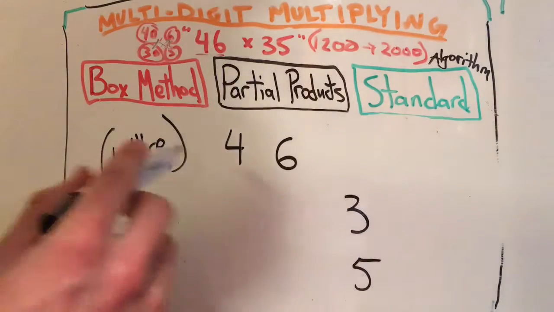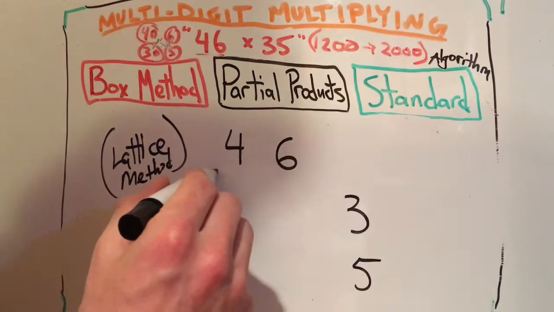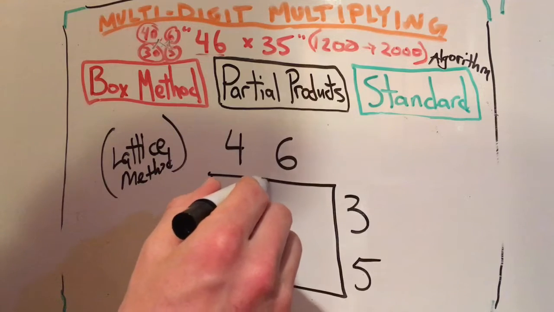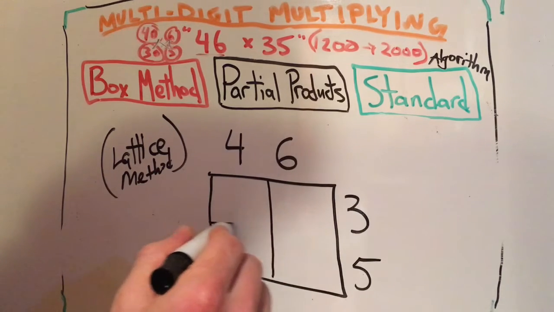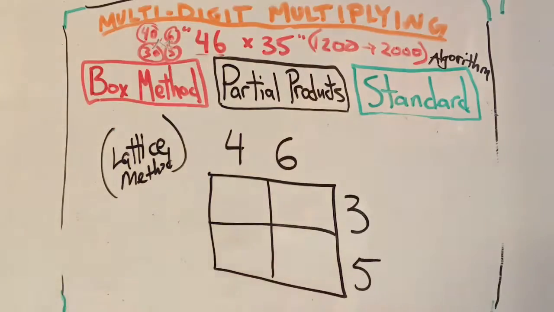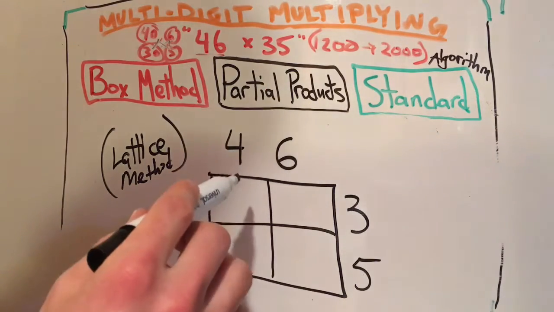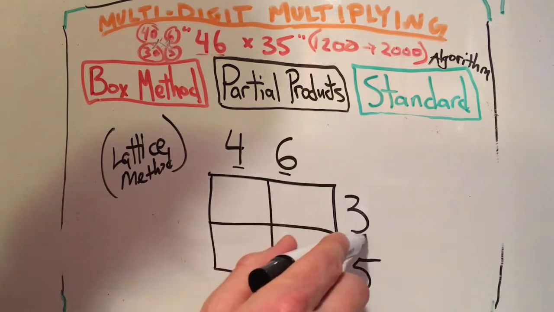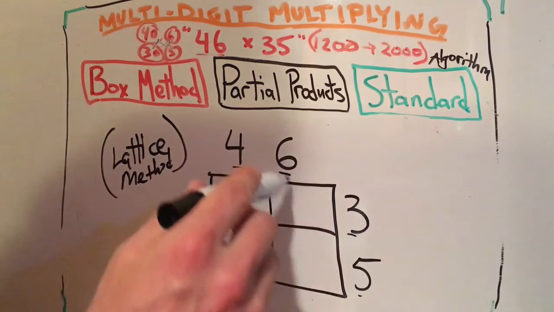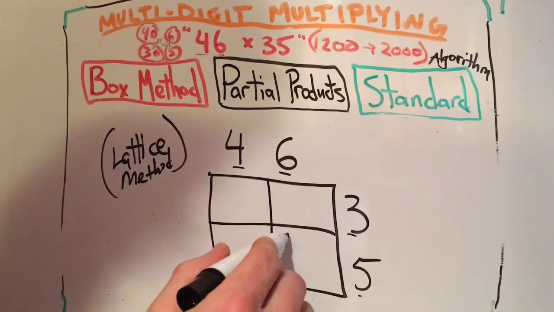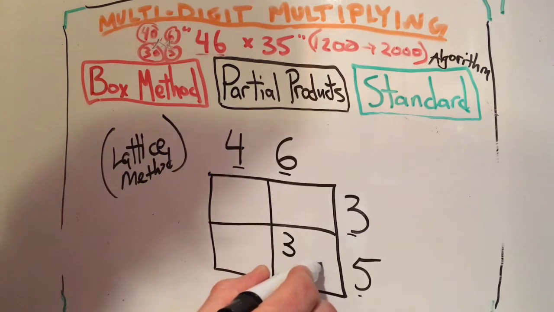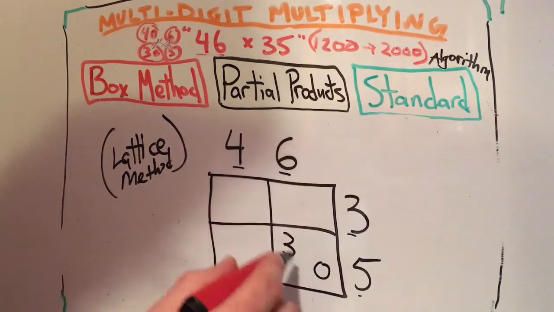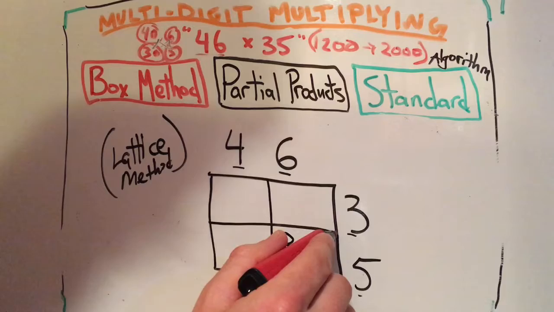So in this lattice method, like in the box method, we're going to give each part of these numbers their own box, but we are going to treat them like single-digit numbers each time. When we multiply the 6 and the 5, we're going to write 30 here. But we're going to do it in a way that keeps the ones place separate from the tens place.